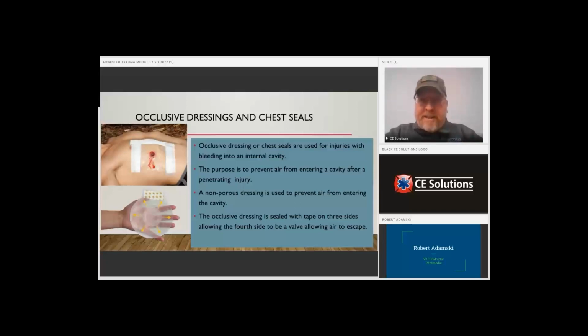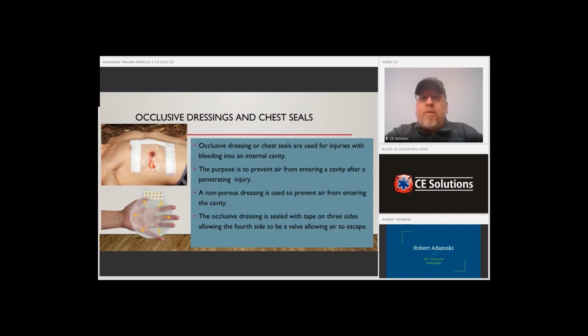All right, look at that diagram there. Look at the top picture. You secure it on 3 sides. And the purpose of that is to help prevent air from entering the chest cavity after a penetrating injury to the thorax and help prevent or minimize the potential for that lung collapsing and eventually a tension pneumothorax.